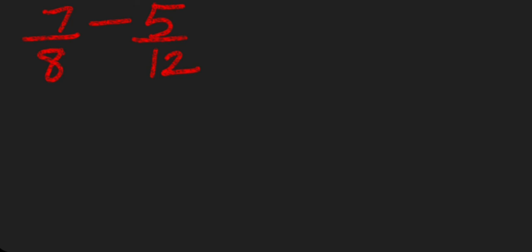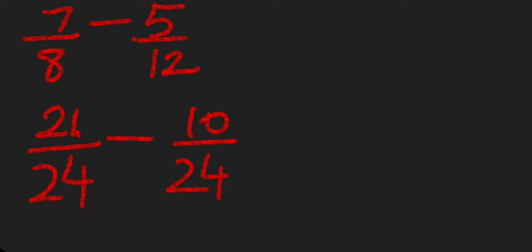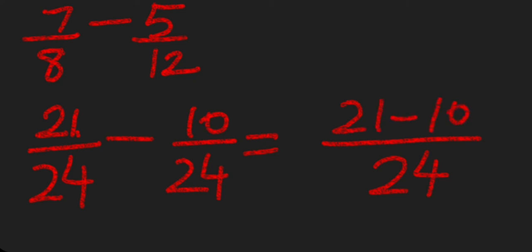So 7 upon 8 has been converted into 21 upon 24, and 5 upon 12 has been converted into 10 upon 24. The same method I'll adopt. I'll write a single denominator and I'll subtract the numerators. So 21 minus 10 is 11 upon 24. So this is my answer. This is how we can solve the subtraction of unlike fractions.